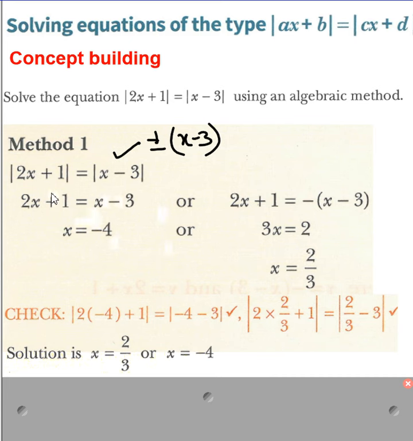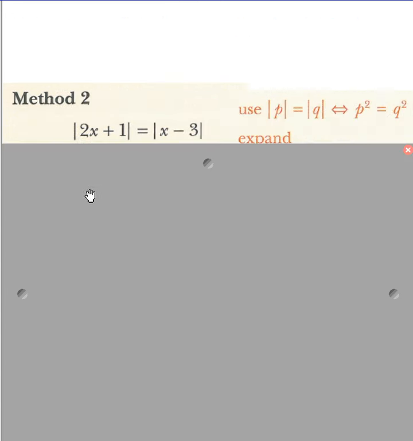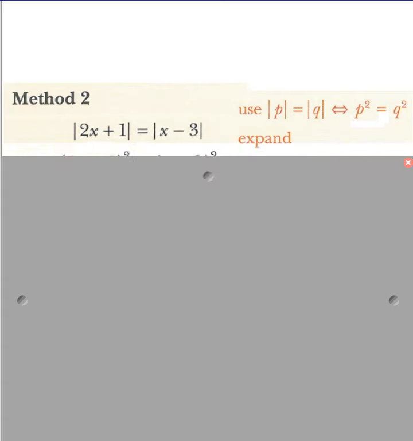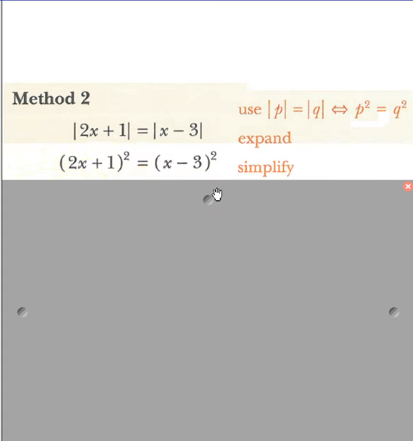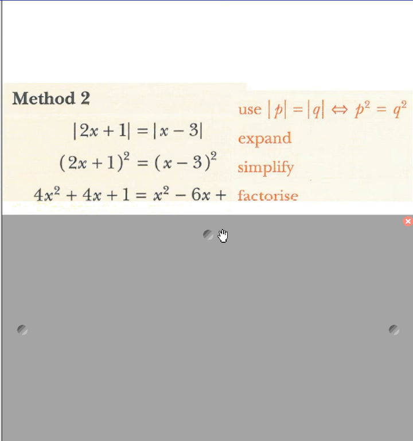Let's see the other method. That is also an algebraic method, in which we will use the concept of this one. When we remove modulus symbol, we write a square on both sides. Now when we are using that, it will become a quadratic equation. You expand it by the algebraic identity, which is a plus b whole squared is a squared plus 2ab plus b squared. So by that algebraic identity, we are solving it here.